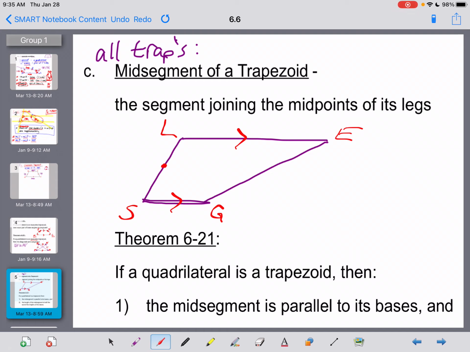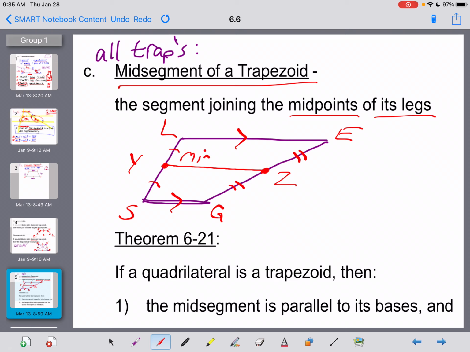Now I'm just going to guess right here, but I'm going to say that point Y is the midpoint of L-S. I'll need tick marks to show that. And I'm going to say that right over here, point Z is the midpoint of GE. So I'm going to do a double tick mark there and a double tick mark here. And now the midsegment of a trapezoid is the segment that joins the midpoints of the legs. So if I draw the line segment that goes from Y to Z, this one right here is called the midsegment. I'll abbreviate that, guys. That's the midsegment of a trapezoid.